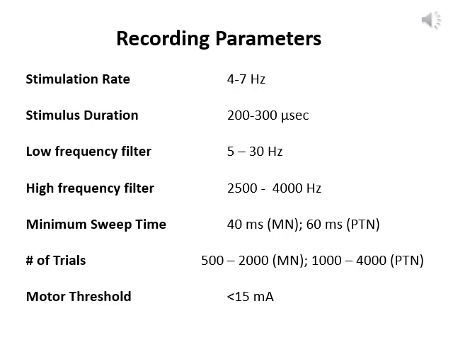The minimum sweep time, the recording time for one trial for a median nerve SEP, is 40 milliseconds, although if there is a known delay or if the patient is really tall, one could increase this up to 60 milliseconds. For a posterior tibial nerve recording, the minimum sweep time is 60 milliseconds, and it can also be increased up to 100 milliseconds if there's a known delay. The number of trials that need to be recorded for an upper limb SEP is a minimum of 500 up to 2,000, and for a lower limb SEP, a minimum of 1,000 up to 4,000. For both upper and lower limb SEPs, the motor threshold is typically reached at below 15 microamps.